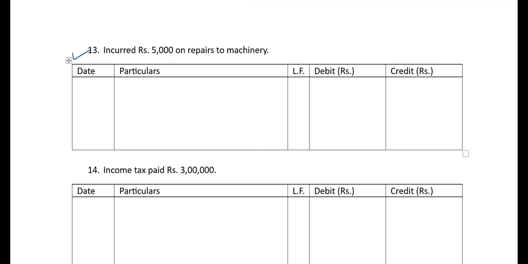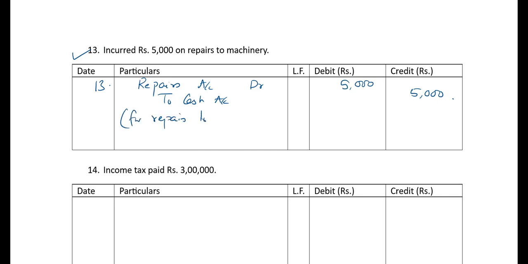Thirteenth transaction, incurred rupees 5,000 on repairs to machinery. This will not be added to the cost of the machinery. This amount will not be capitalized because repairs are annual costs incurred on the machinery. For repairs to machinery.